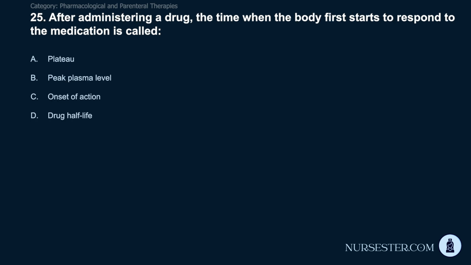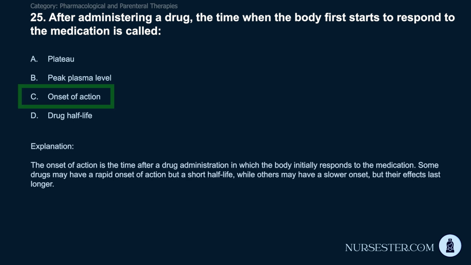25. After administering a drug, the time when the body first starts to respond to the medication is called A. Plateau. B. Peak plasma level. C. Onset of action. D. Drug half-life. Correct answer, C. Onset of action. The onset of action is the time after a drug administration in which the body initially responds to the medication. Some drugs may have a rapid onset of action but a short half-life, while others may have a slower onset, but their effects last longer.